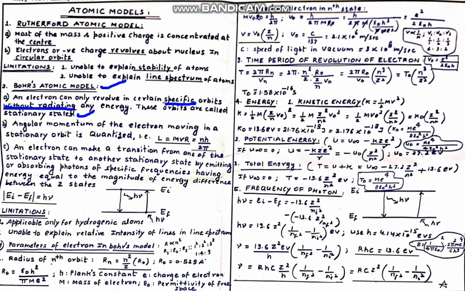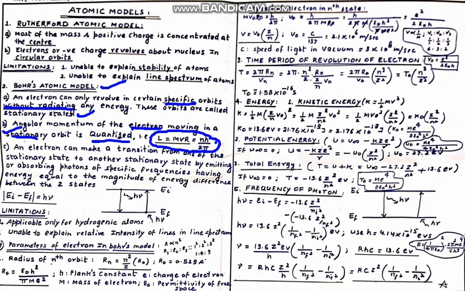The second postulate is that the angular momentum of the electron moving in a stationary orbit is quantized, which he gave as: angular momentum L, which is mvr, equals nh by 2 pi, and n corresponds to the principal quantum number of that particular state of the electron.